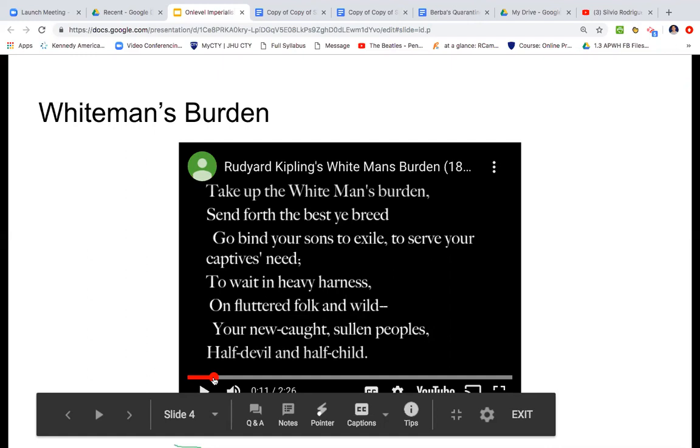I want you to look at that last two sentences. Your new-caught sullen peoples, half devil and half child. What does that mean?